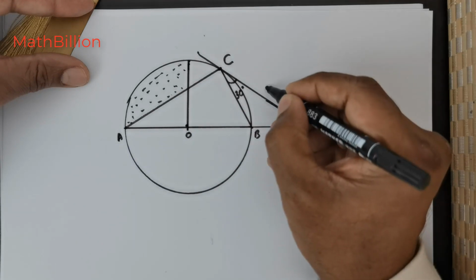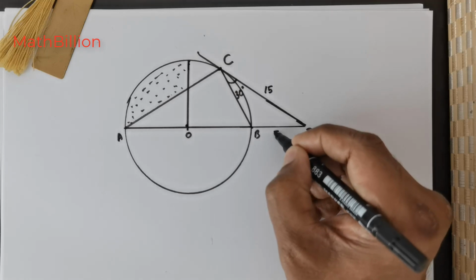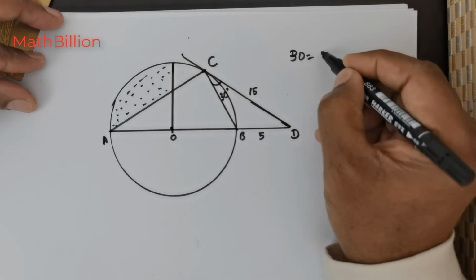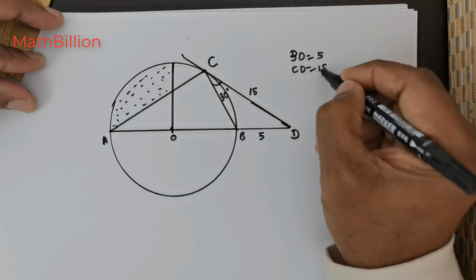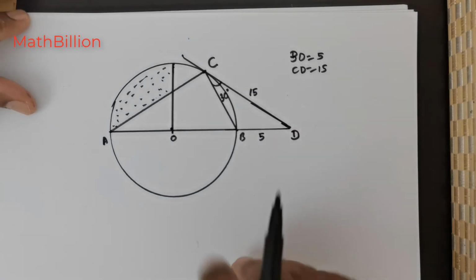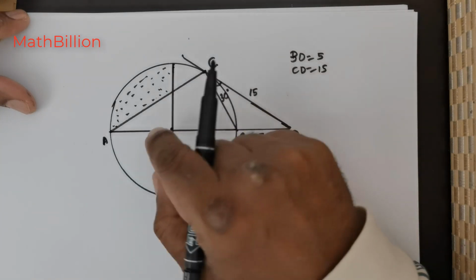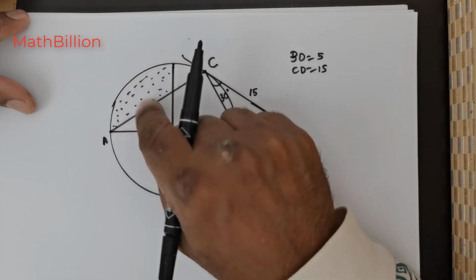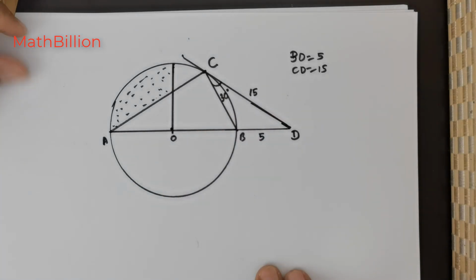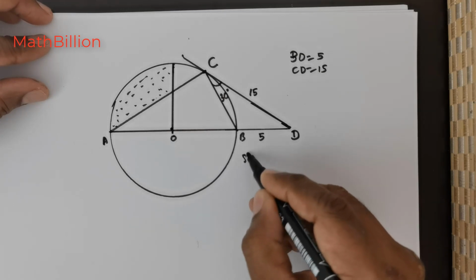And we've been given CD to be 15 units, and this BD is 5 units. So BD is 5, CD is 15. We're not given anything about the radius, so no radius is given, and we have to get the radius, and also obtain the area of this shaded region. So let's do that. So first let me obtain the radius, right? So this is step 1.